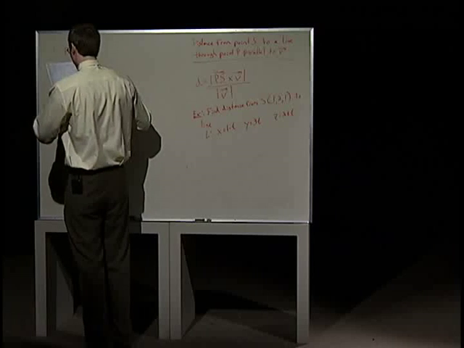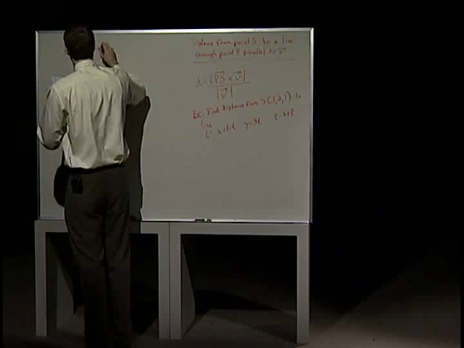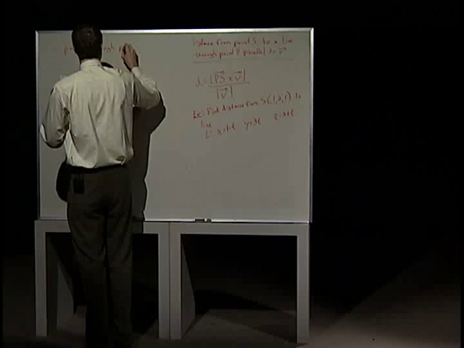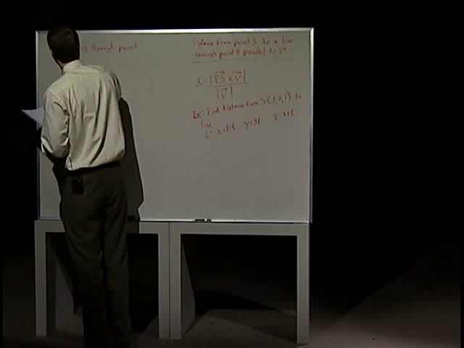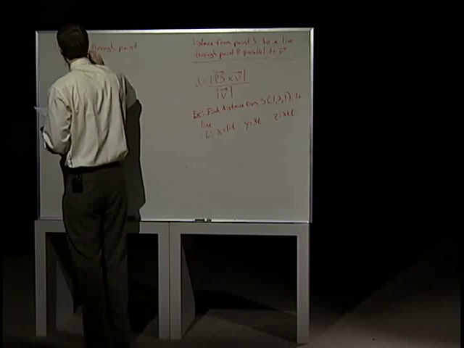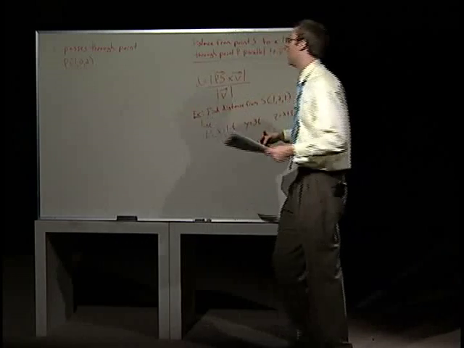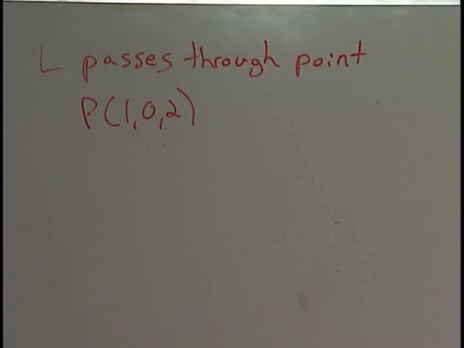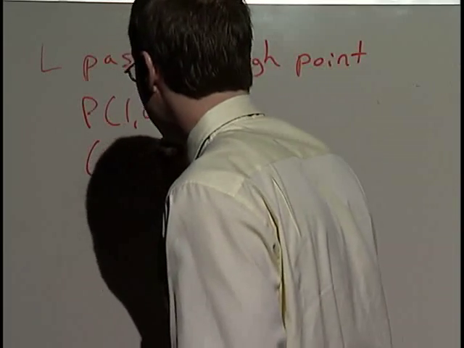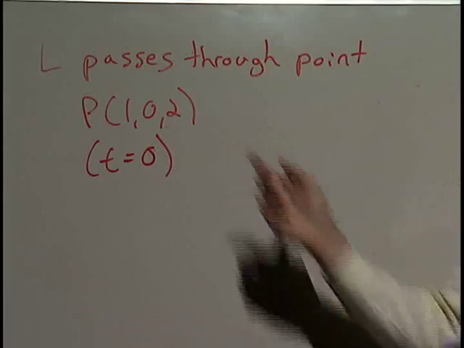So L passes through the point P(1, 0, 2). And how did I get that? Well, I plugged in the easiest t value I can think of, which is 0. You plug in t equals 0, you get exactly those values out. But if you don't like 0, if you have some aversion to it, you can use any t value you want, get any point on the line.